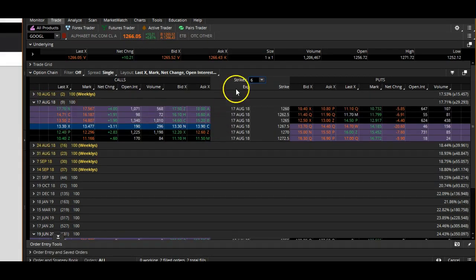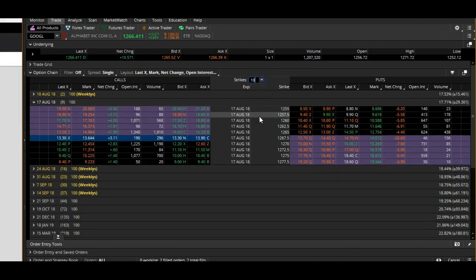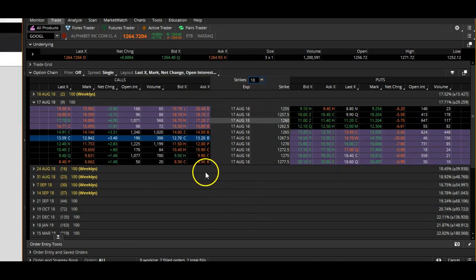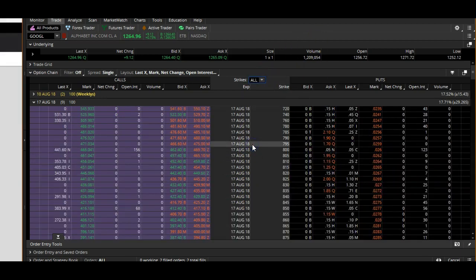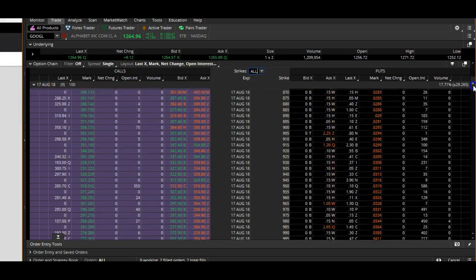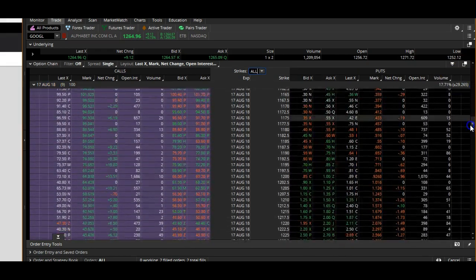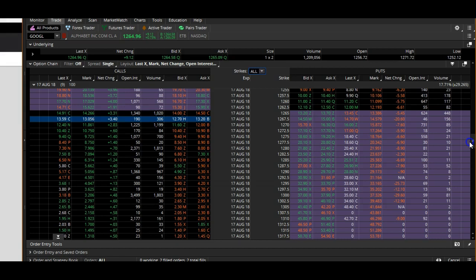Okay, so 17th of August here, we can show more strike prices, as you see. Now let's look for, let me show a few more strike prices. Okay, this is the one I'm looking for. No, let's look for another one. Let's call up all the strike prices. Pull the screen down there.